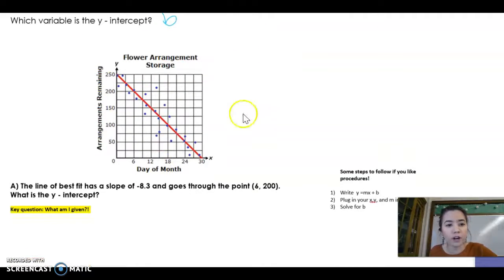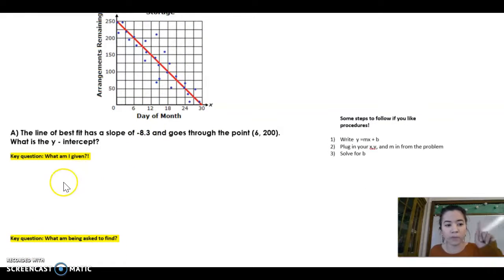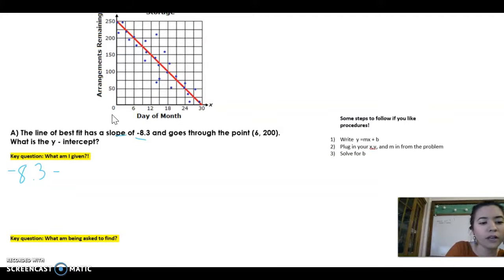So here's our lovely table, same one we looked at yesterday. Now I have the line of best fit has a slope of negative 8.3 and goes through the point 6, 200. What is the y-intercept? So a couple key questions here is number one, what am I given? So go ahead and think about it. What am I given? I'm given this negative 8.3. And what was that negative 8.3 again? My slope. So we're given negative 8.3, which is my slope.